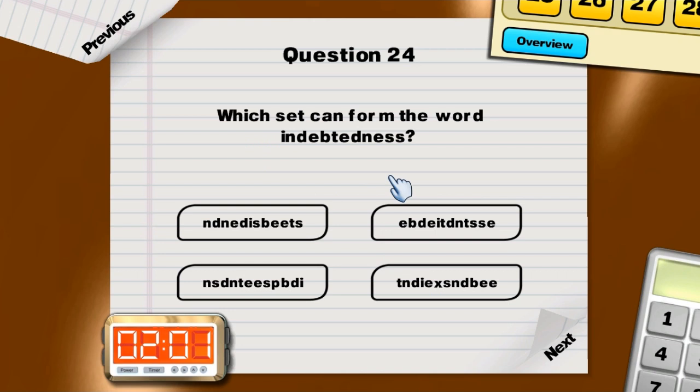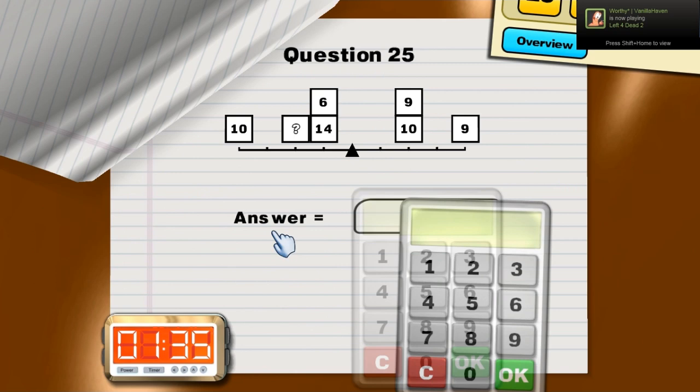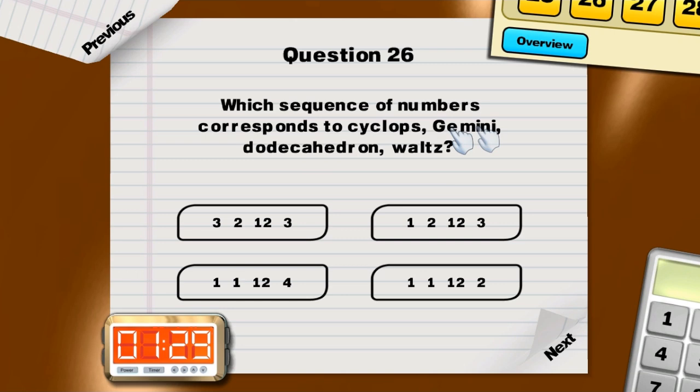Indebtedness, again, that's got an X in it, you can rule that straight out. That's got a P. These look quite similar. That one's only got one N. There we go. Weights again, I'm not doing that. Yeah, again, pretty easy. It's going to be 1, 2, 12, 3.